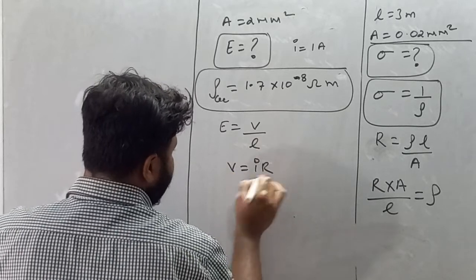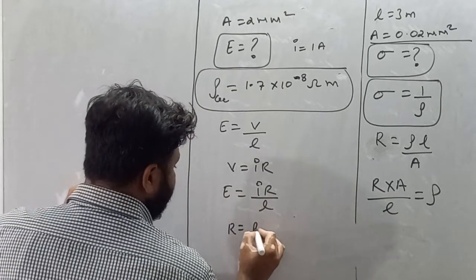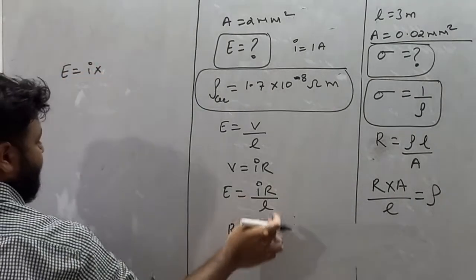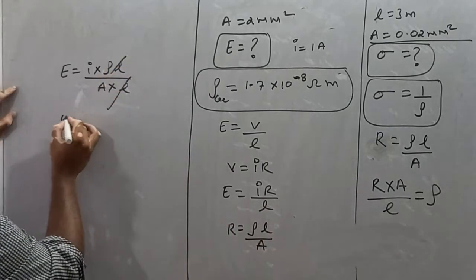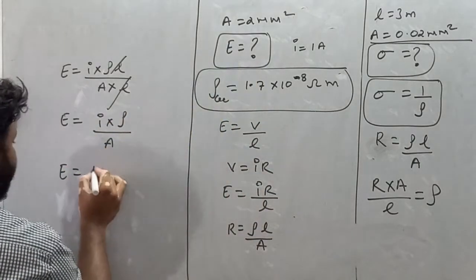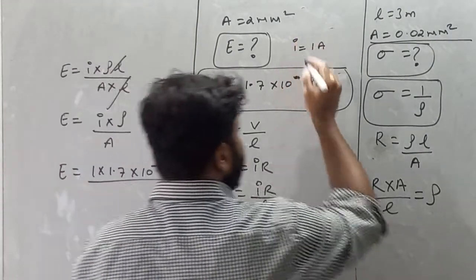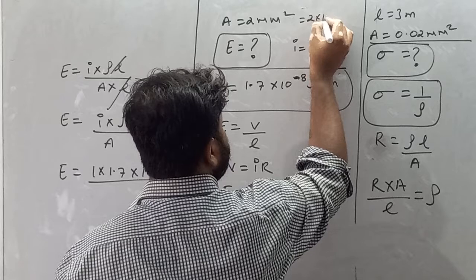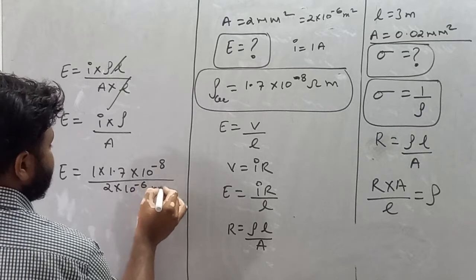We can also write V as IR. So E is equal to IR by L. Now see, R can be written as rho L by A. So E is equal to I into rho L by A into 1 by L. L is already there, L cancelled. So E is I into rho by A. So the electric field is equal to 1 into 1.7 into 10 raised to the power minus 8 divided by 2 mm square. Converting mm into meter, it is 2 into 10 raised to the power minus 6 meter square.